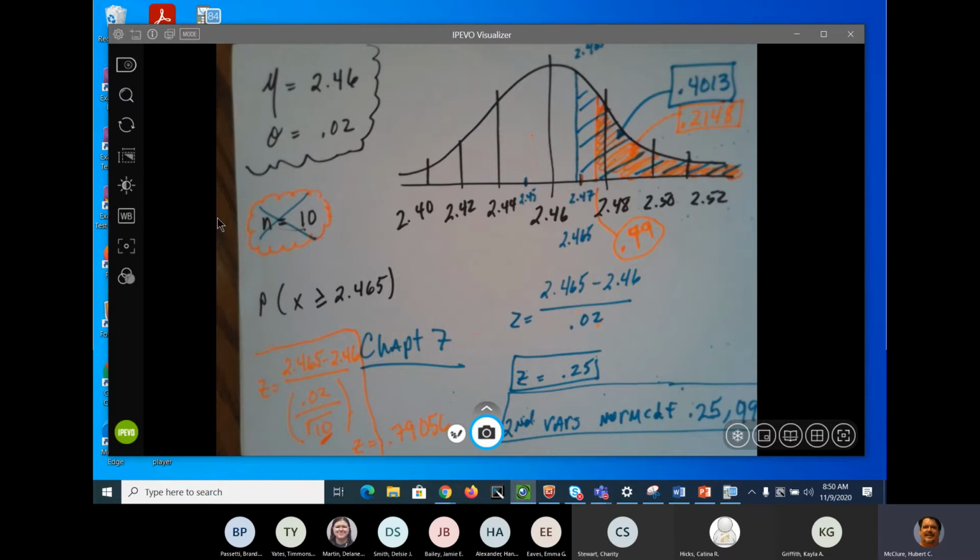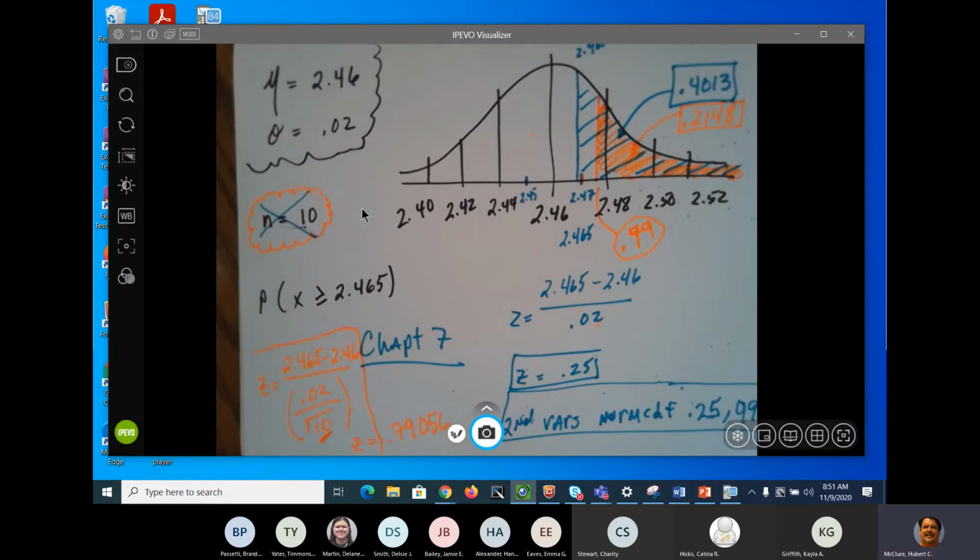So if I chose 10 more people or 10 more pennies or 10 more whatevers, what is the probability that my weight is going to be above 2.465 grams or whatever? Basically, that probability is 21.5%, or 0.215. Whereas in chapter 7, it was just, what is the probability of 2.465 with this information here? That would be 40%. And that's what you're doing in chapter 8.1.